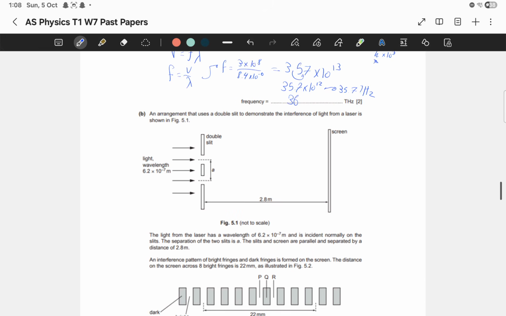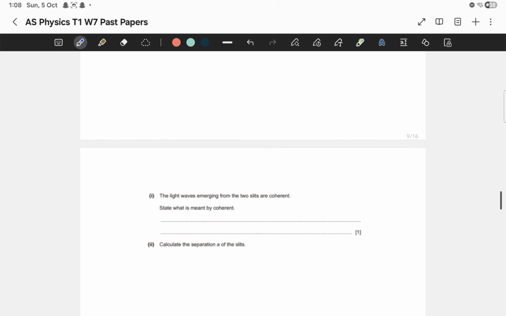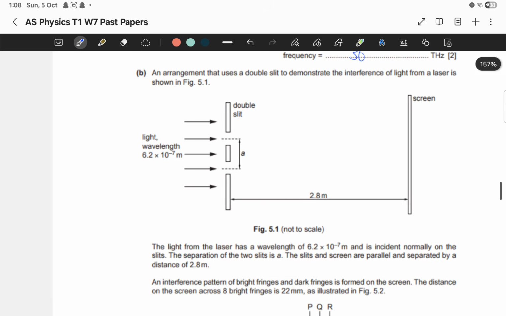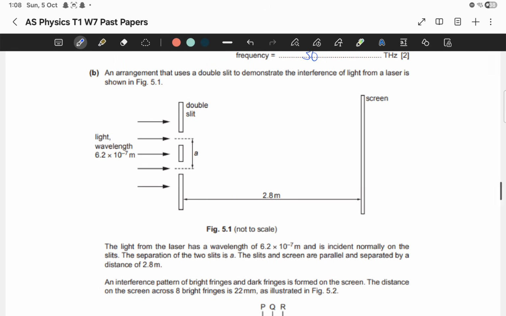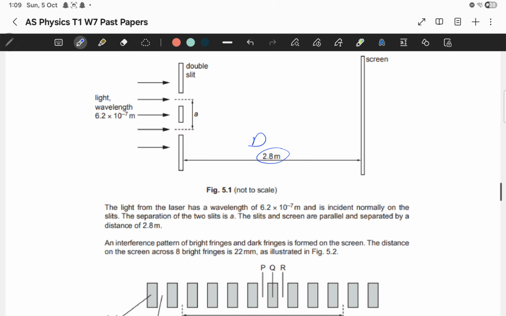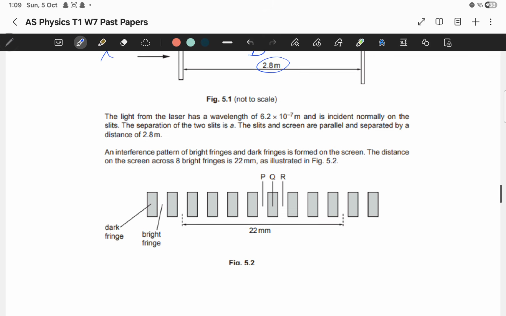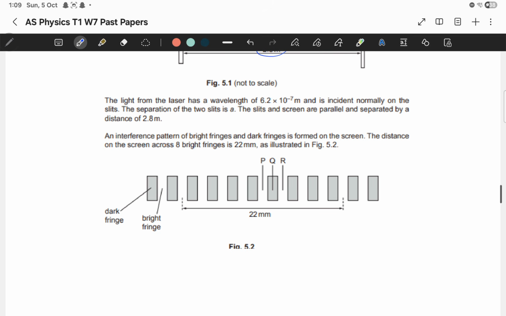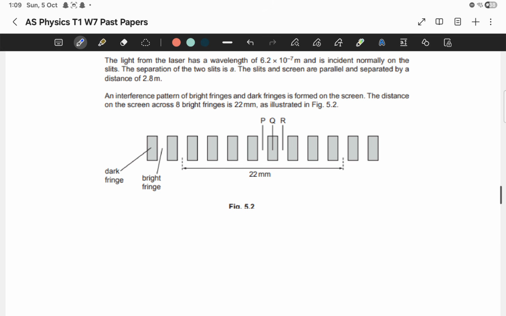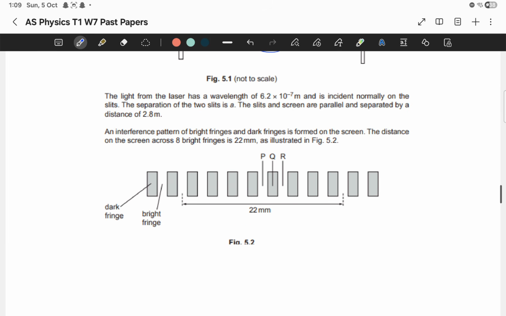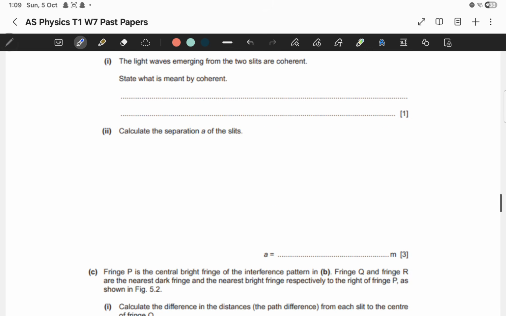This is something similar to the other question we did, the first question. So an arrangement that uses a double slit to demonstrate the interference of light from a laser is shown in figure 5.1. So this is figure 5.1. This is capital D. This is A, the small d. This is the wavelength lambda. Okay, now we have this setup. I'm not going to read all of this because I already read it. And then they're telling us this is the pattern that got formed on the screen.